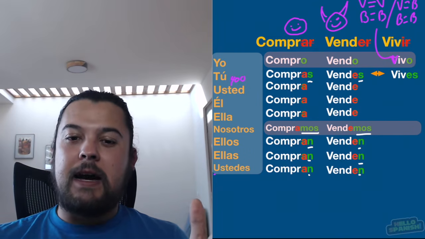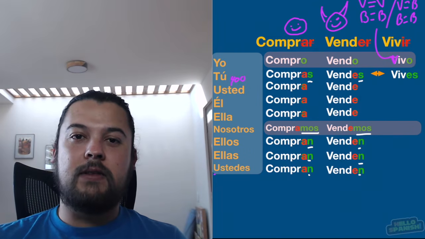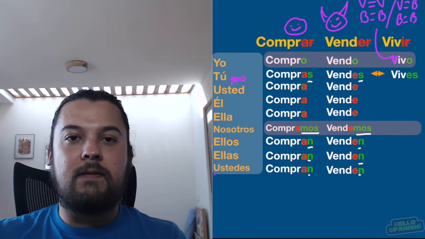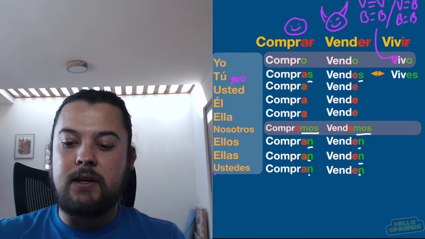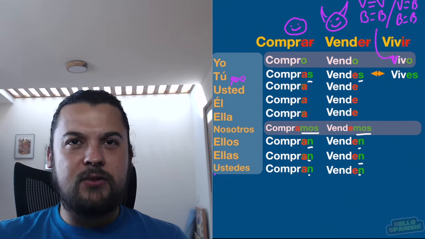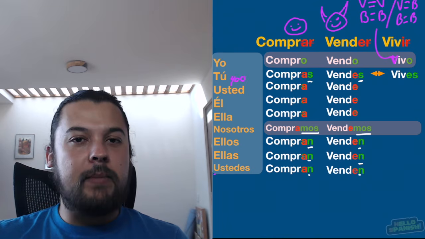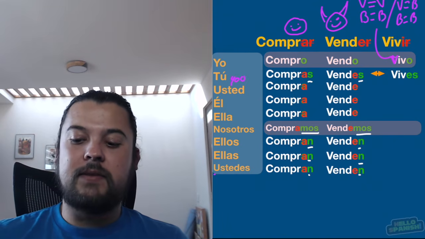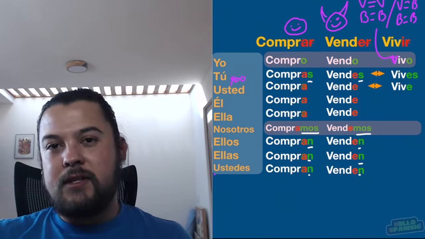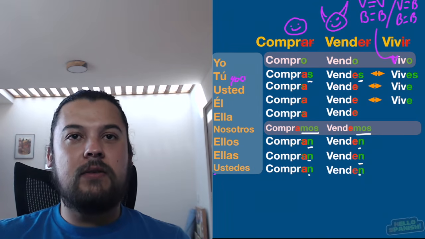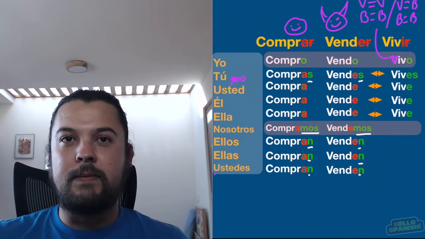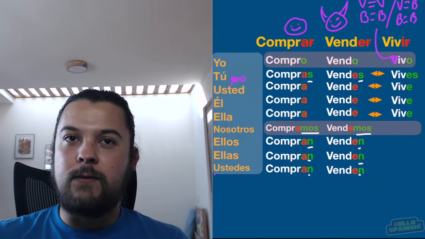If you have an ES from the ER verbs, then in the IR verbs, you're going to have an ES as well. Okay, for the tú form. So tú vendes, you sell, tú vives, you live. Okay. This twin concept is going to carry on for the usted, the he and the she. But what happens to the we form?